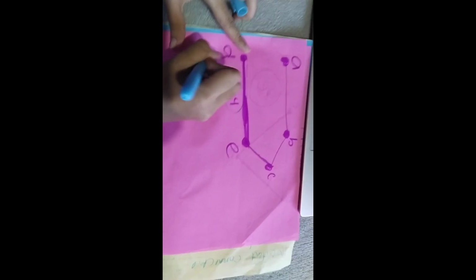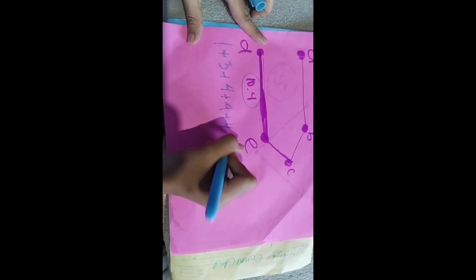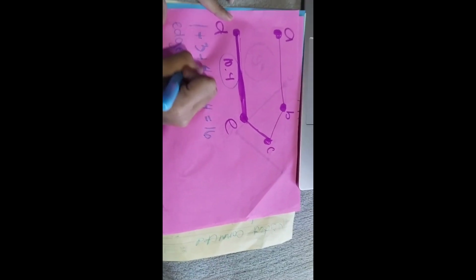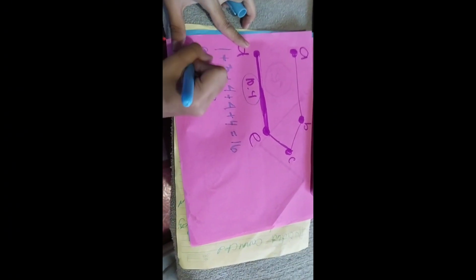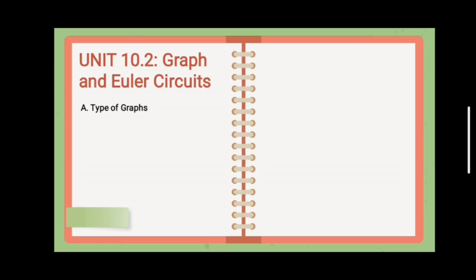The sum of the degree vertices of the graph is 1 plus 3 plus 4 plus 4 plus 4 is equals to 16. The number of edges is equals to 8, and degree of E is equals to 1. Thus, the number of odd degrees is even. Theorem 10.1, Corollary 10.1, and 10.2 hold based from the graph of Figure 10.5. Now let us proceed to graphs and Euler's circuit. And now we will tackle about the types of graph.